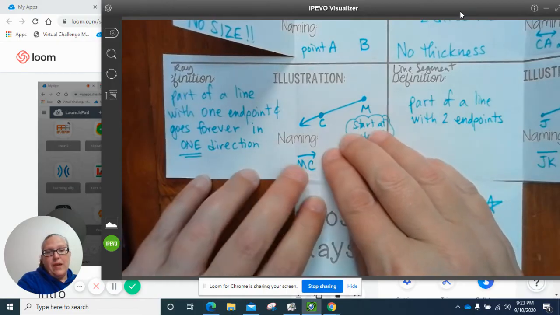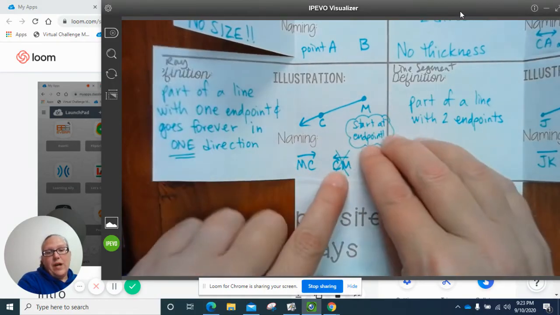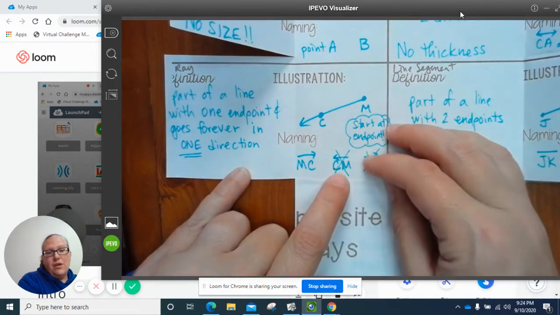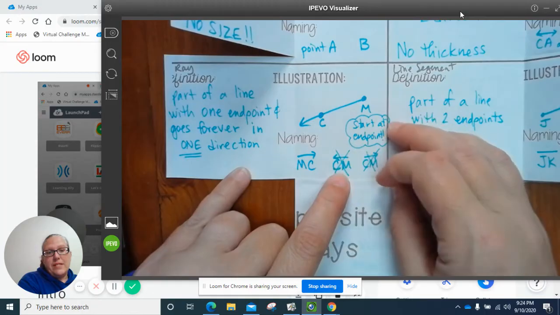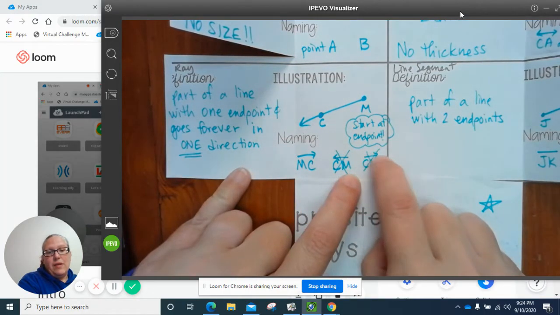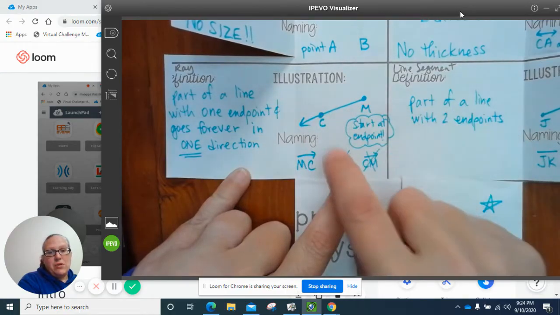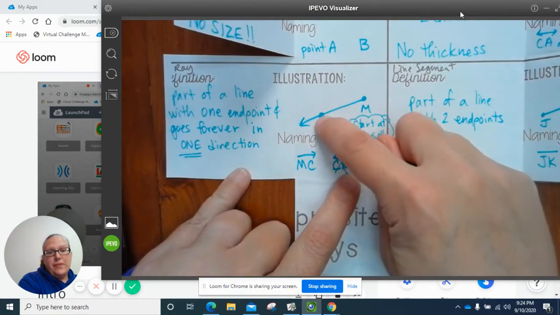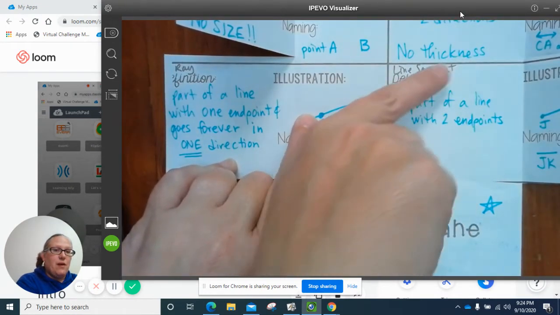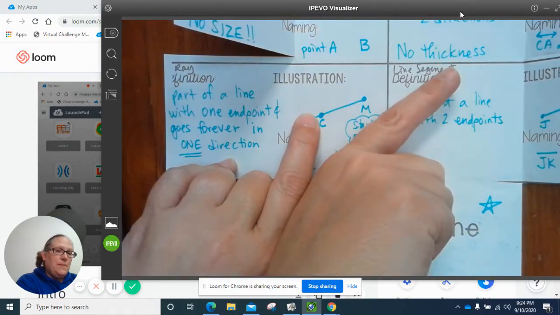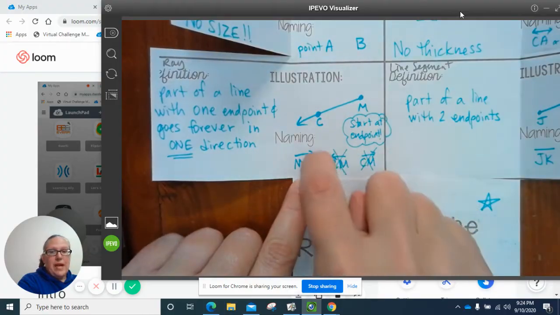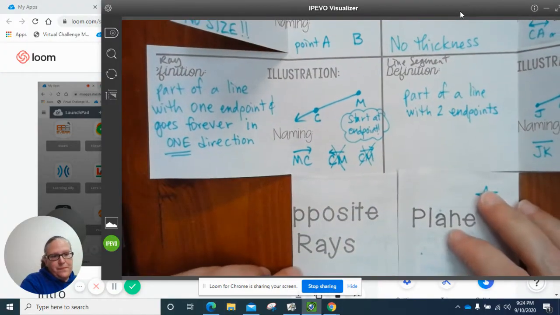This is the only way we ever write it. We're not going to write it backwards like this. The arrow doesn't go this other direction. This is wrong. This is not ray CM. This would be ray CM with the arrow going that way. However, that would not be this picture. That would be this. If I start at C and I go forever through M and I keep going forever and ever out this way, so the arrow would be out past the M. That is not the same as this. So naming the ray is probably the one that's the most confusing.